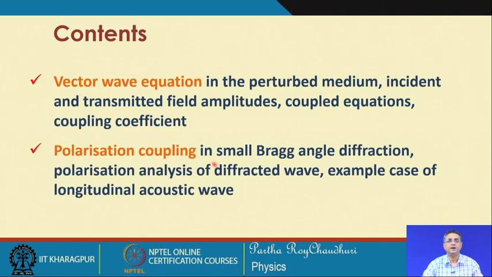This mechanism we will study, and we will be discussing under the following heads: the vector wave equation in perturbed medium, incident and transmitted field amplitude, we will try to write those equations. Then we will formulate the coupled mode equation, coupling coefficient. Then a very interesting aspect that we will see is the polarization coupling. If we have some incident polarization, we will see that it can be coupled to a different eigen polarization of the system. So, this polarization analysis of the diffracted wave, and we will also study the example cases for longitudinal and shear acoustic waves in both isotropic and anisotropic media.